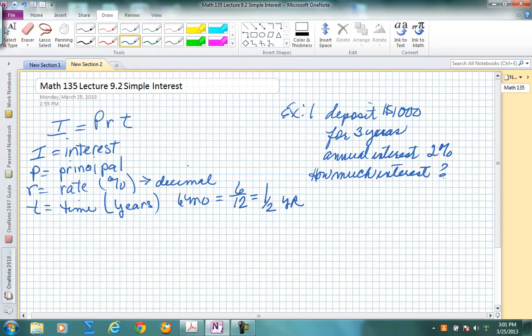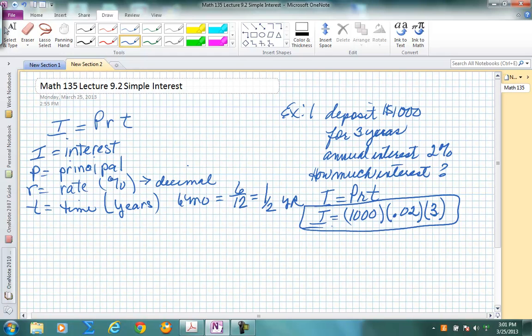So we would take I equals PRT. So the amount of interest we would earn would be $1,000 times 2% would be 0.02, and our time is 3 years. So you would multiply that together, and that would be the amount of interest that you would earn.